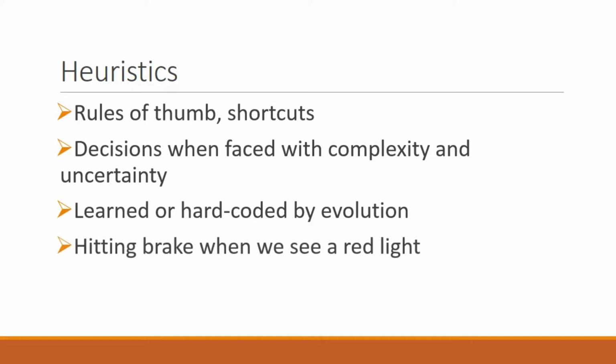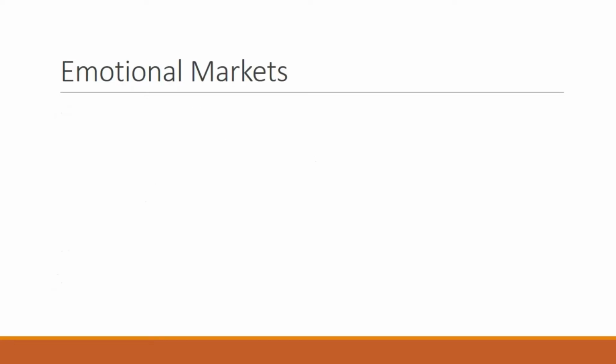An example would be hitting the brake when we see a red light. We don't process information, collect information, analyze it, and then decide to hit the brake. When we see the red light, heuristics or the rule of thumb kicks in and we automatically hit the brake. Because of its automatic nature and the fact that it intrudes on the cognitive process, it could lead to irrational decisions, and indeed it does.